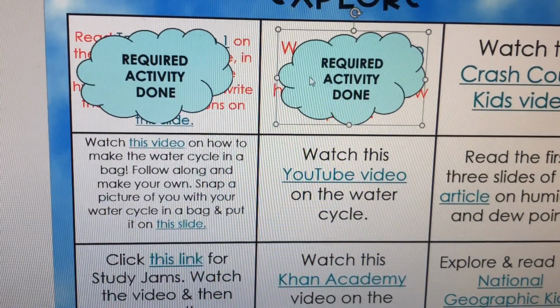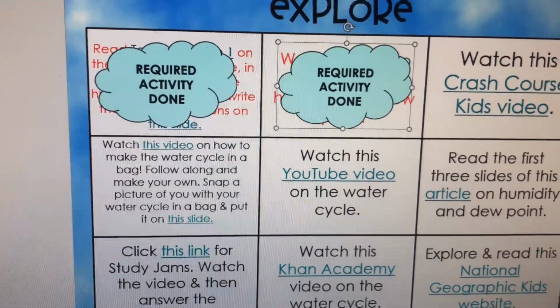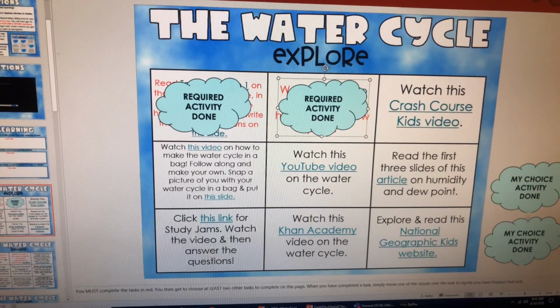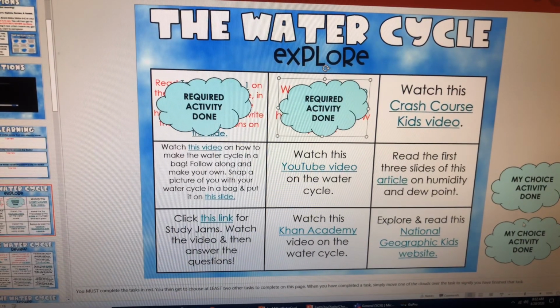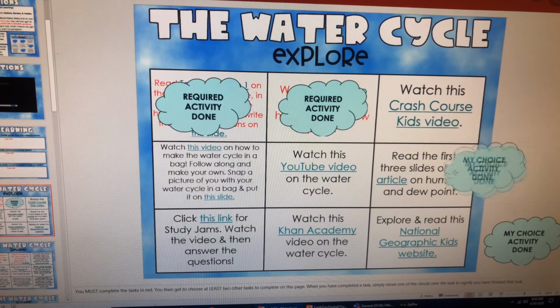So then after you do the required activities, there are 2 more choices that you get to pick. Notice that the next 2 clouds say my choice activity, my choice activity. There are still 7 boxes left. You get to choose any of those activities that you would like to do. Once you've done it, you click your cloud, drag it over.